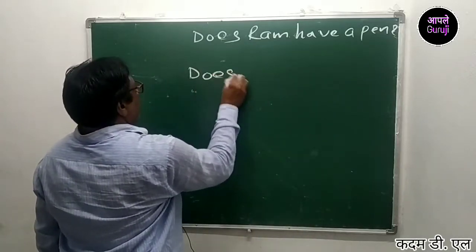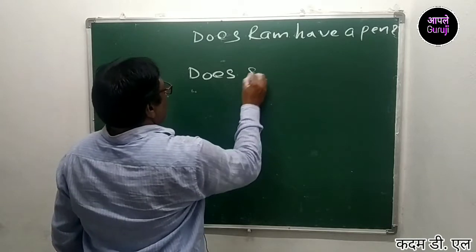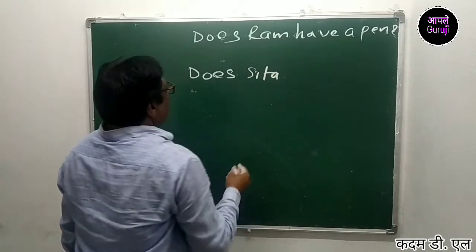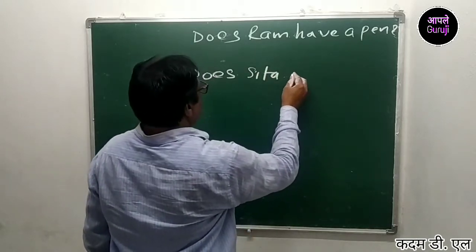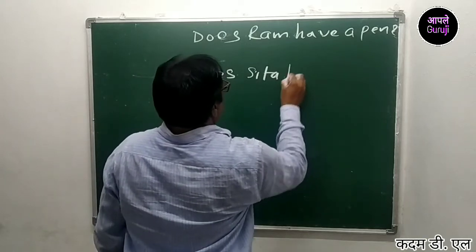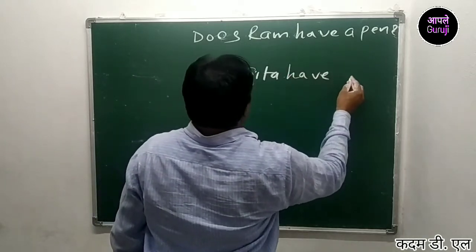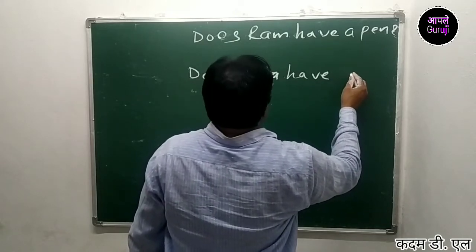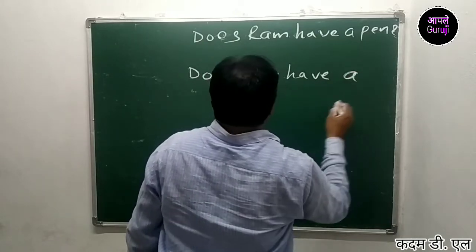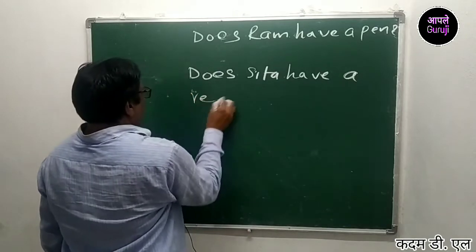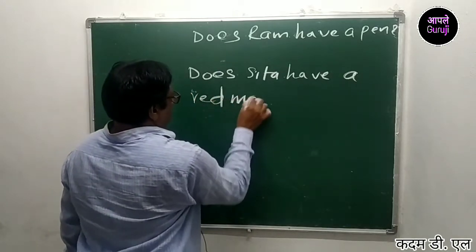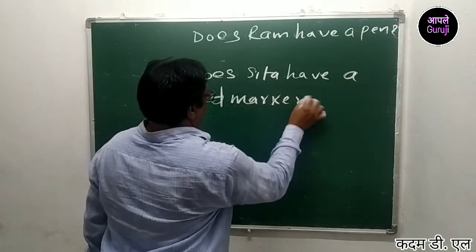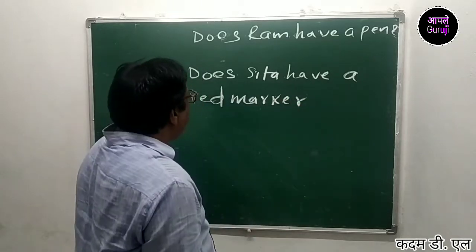Does Sita have a red marker? M-A-R-K-E-R. Does Sita have a red marker?